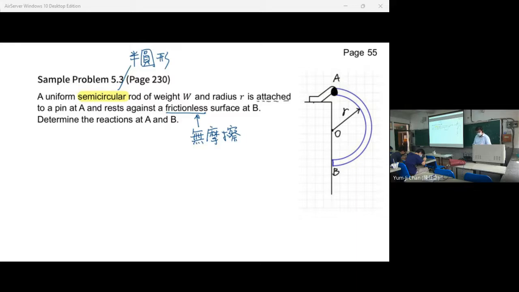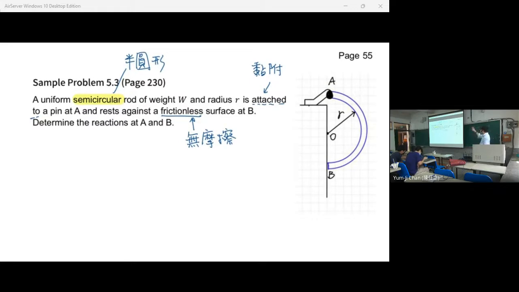Attached to is, strictly speaking, fixed to. So I'll talk about the English later. Any other words that you don't know? Rest means stationary. I think most of the words are fine.